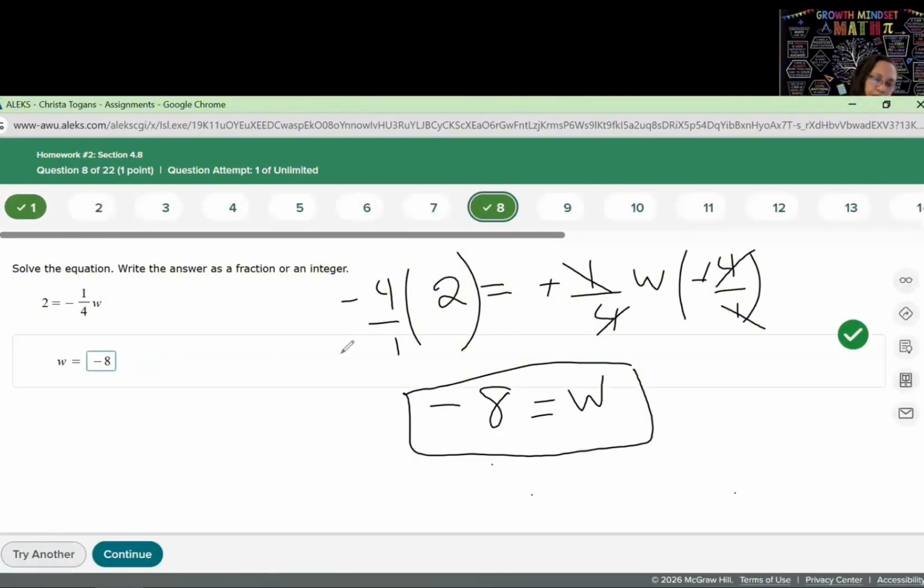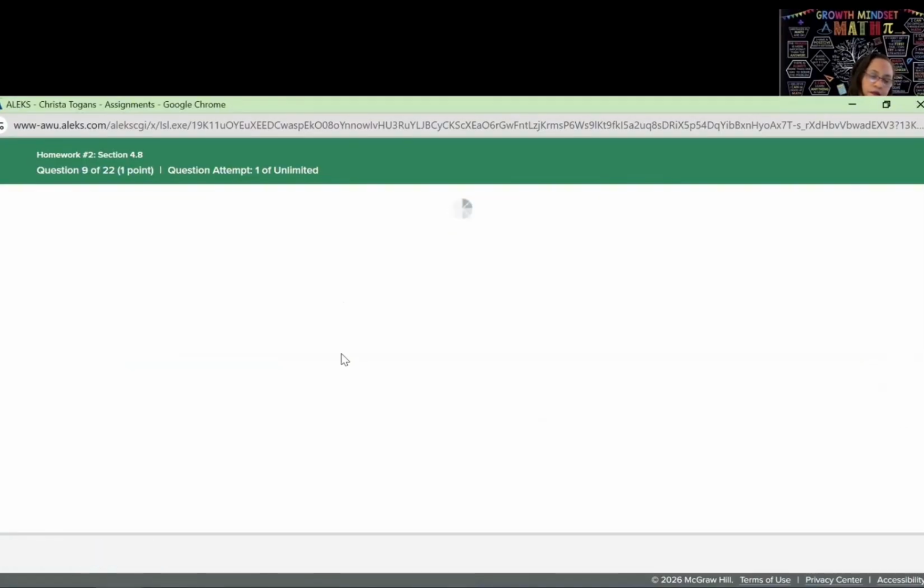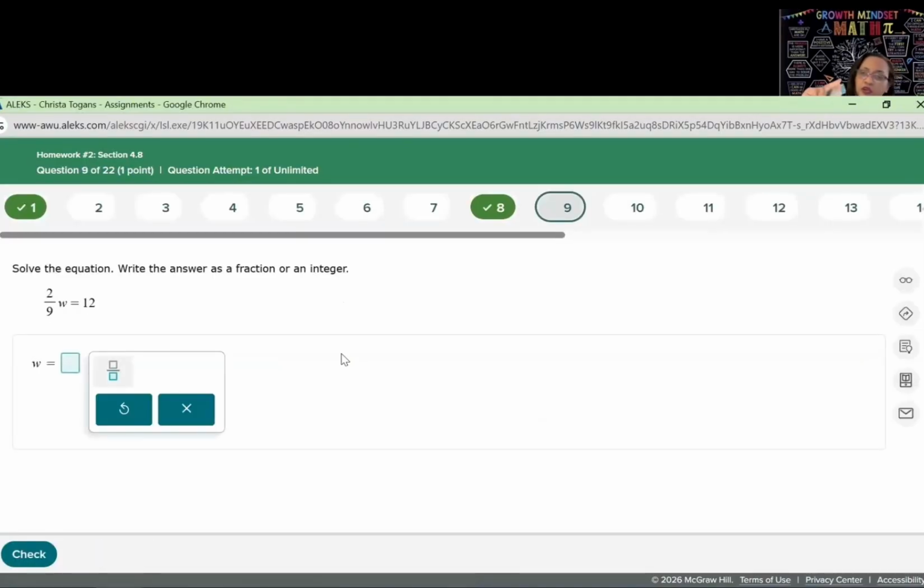Okay, moving on. Same thing here. You just multiply by the reciprocal. So just pause the video, give it a try, see what happens, see if you get it correct. But you just multiply by the reciprocal on both sides.